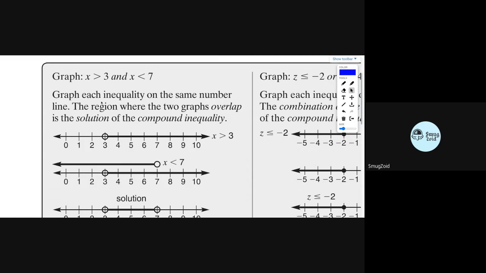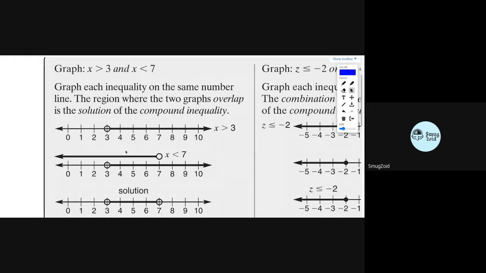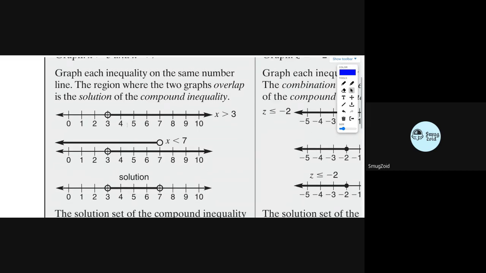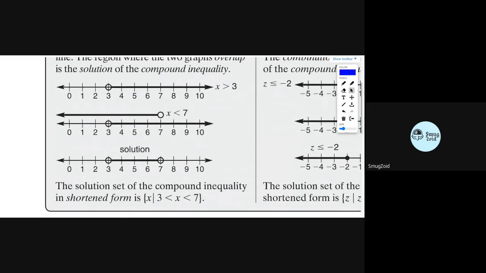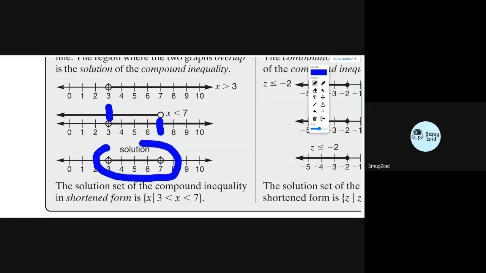So in the first case, x is greater than 3, so you put a hollow circle on 3 and you go up. So that shows you x is greater than 3. If I was to graph x is less than 7, I take the circle once again, and I'm going to graph in the opposite direction. But what happens is I'm just going to look at the spot where they overlap. The place of overlap is just the area from here to here. And that's why you get a solution that looks like this.